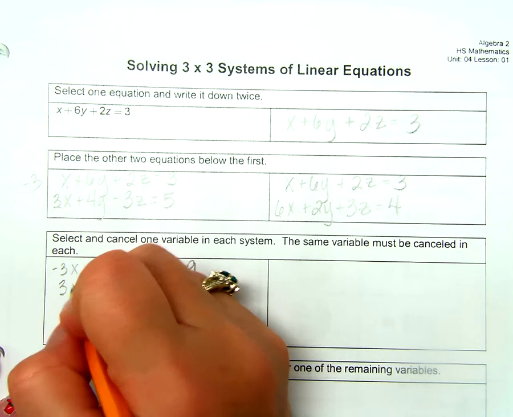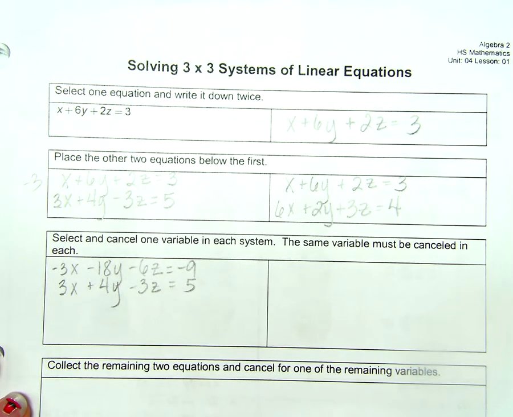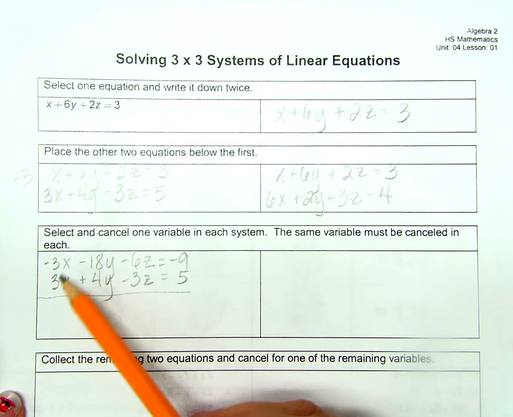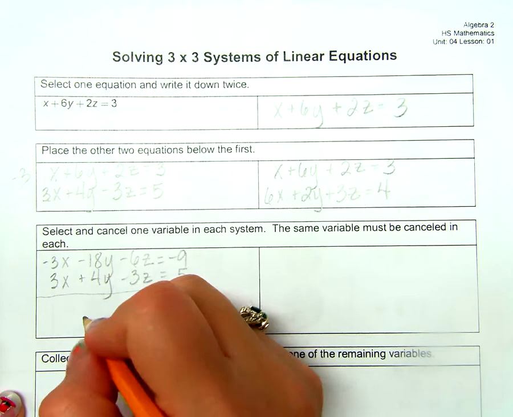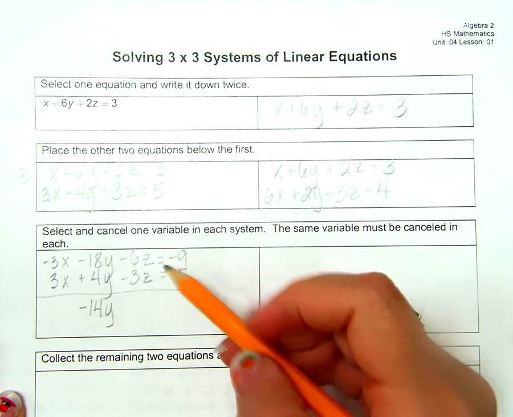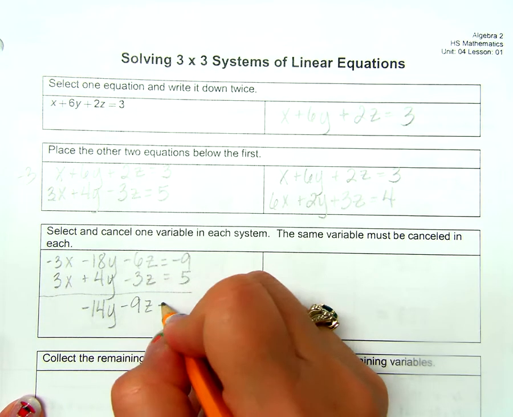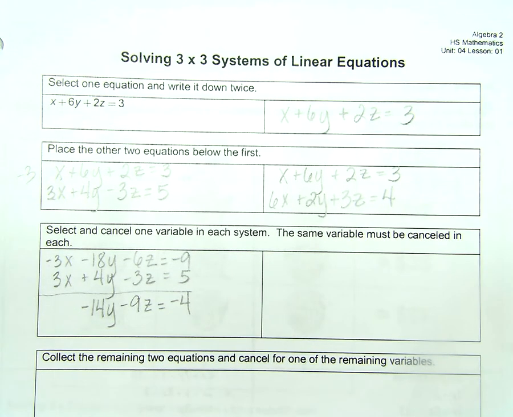Okay, then I'm going to rewrite my second equation. What am I going to do? Combine them. -3x plus 3x, 0. -18y plus 4y, -14y. -6z and -3z, -9z equals -4. So what have I done? Eliminated the x. Okay, so far?